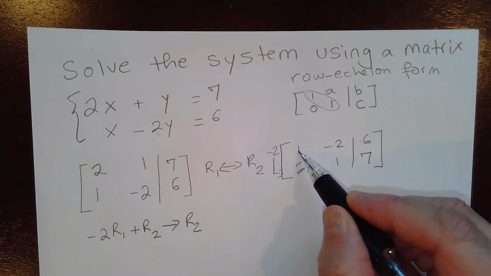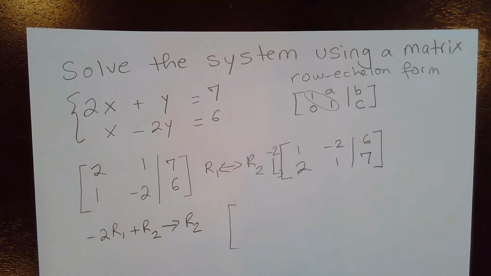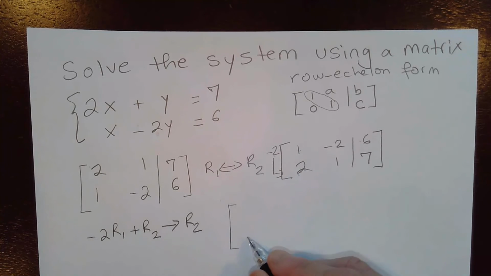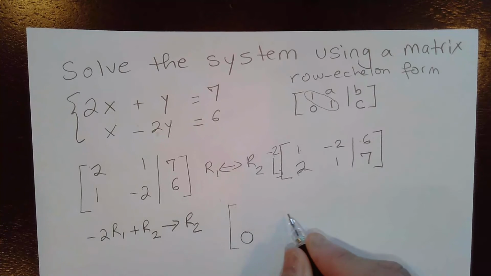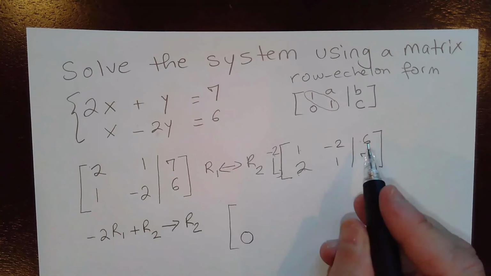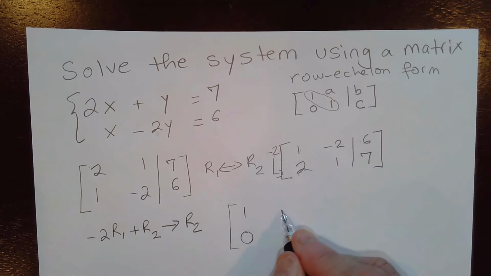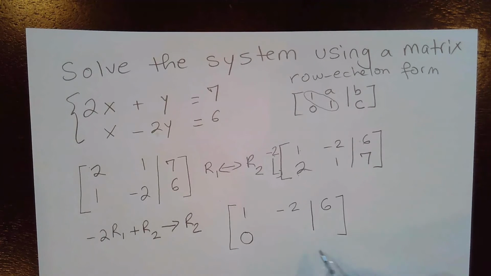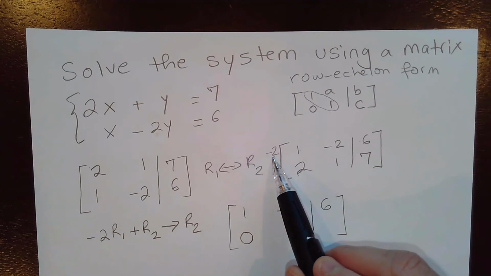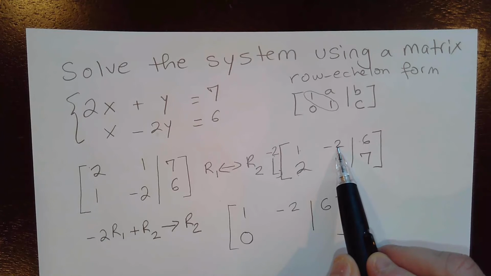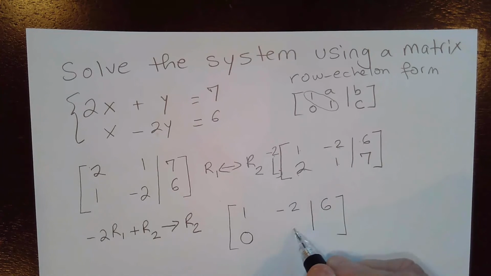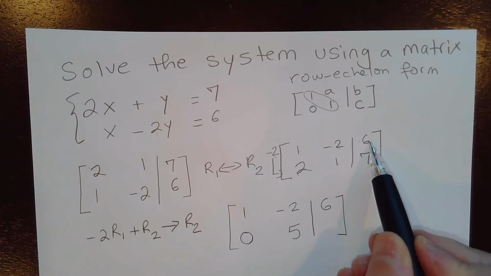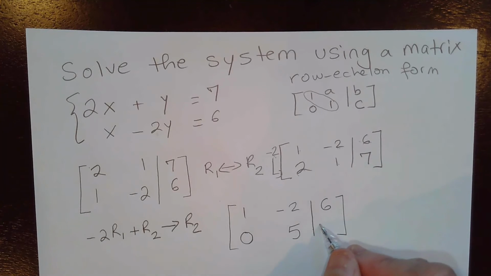So negative 2 times 1 is negative 2. Negative 2 plus 2 is 0. Put the answer in row 2. Here's 0. Now I left space here for row 1. We're not making any changes in row 1, so we leave it as is. 1, negative 2, 6. Now let's finish the second row. Multiply negative 2 by negative 2, we get 4. 4 plus 1 will give us 5. Negative 2 times 6 is negative 12. Negative 12 plus 7 is negative 5.